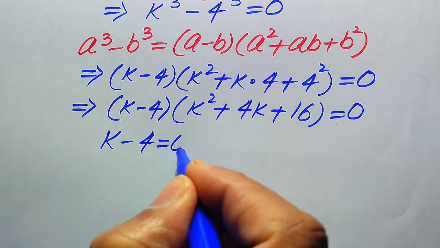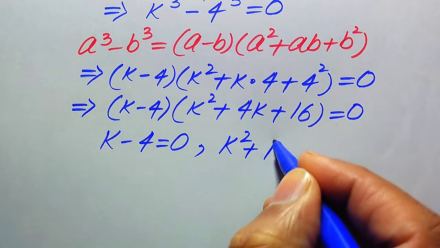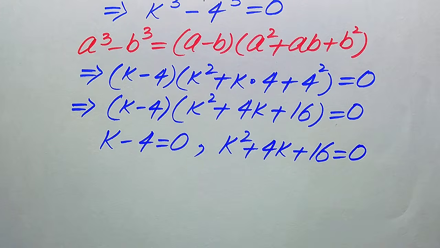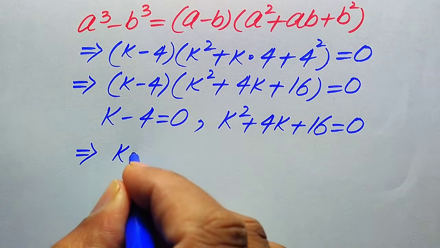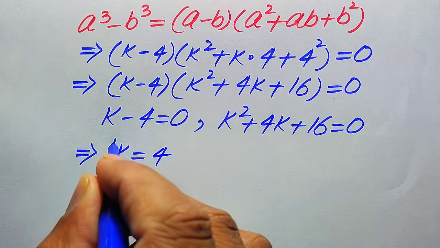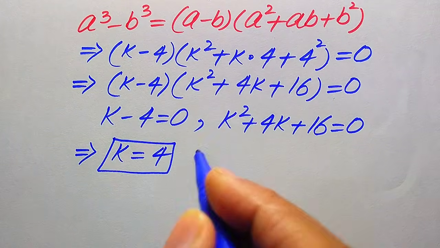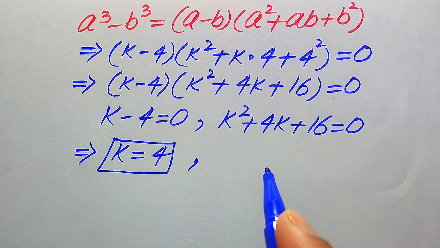And now we divide this equation into two cases. The first case is we write k minus 4 equals 0, and the second case is we write k squared plus 4k plus 16 equals 0. Now in the next step we have k equals 4, and this is our first real root of the given equation. And in order to find the other roots we need to solve this quadratic equation.